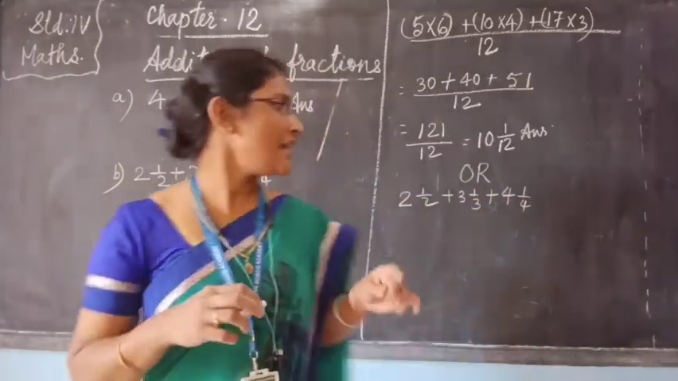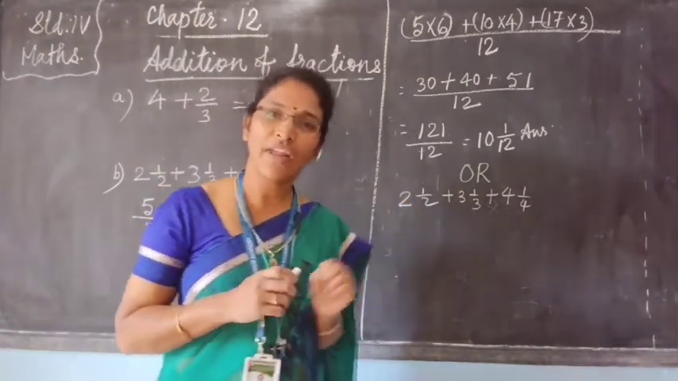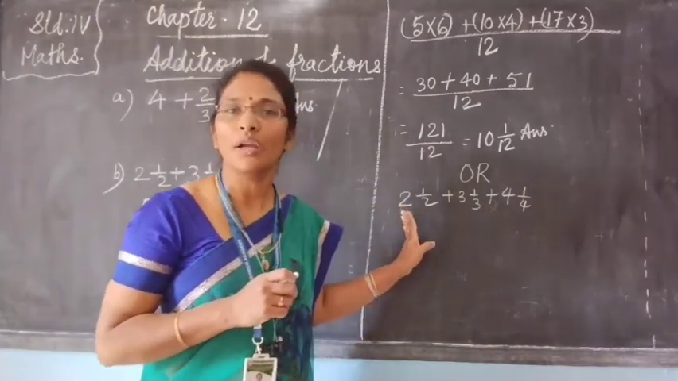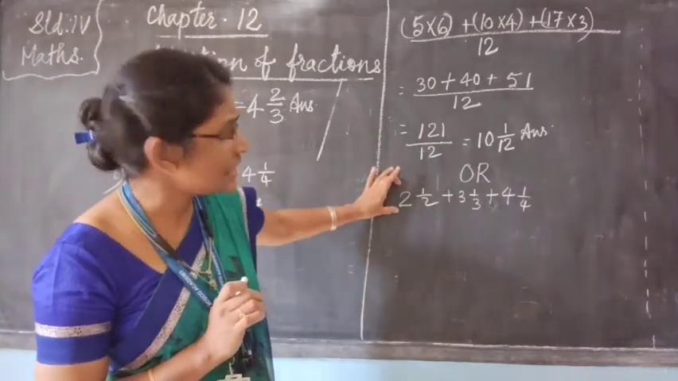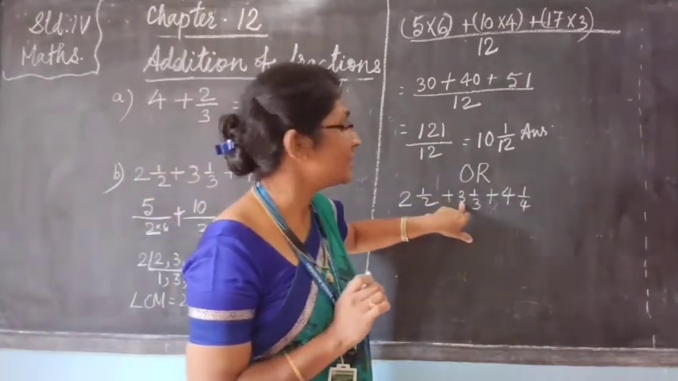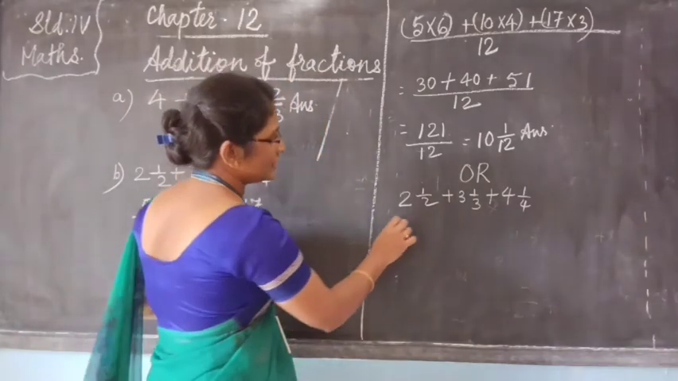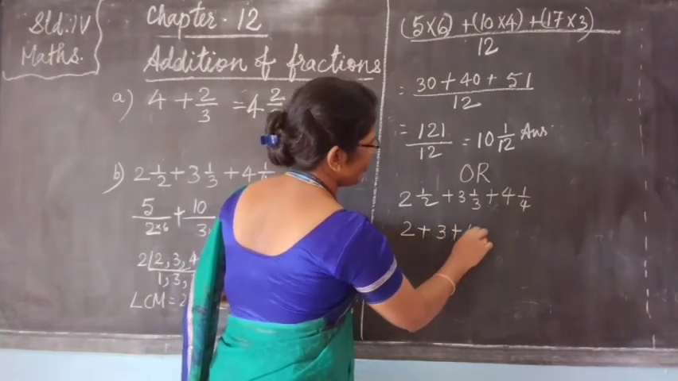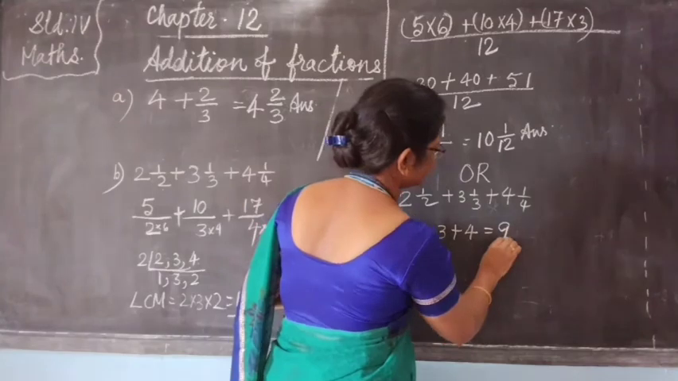Okay. Here you can see all are having whole numbers and proper fractions. Here what we can do, we can add all the whole numbers first. Which is the whole number here? 2. Here? 3. And here 4. First we will add the whole numbers. 2 plus 3 plus 4 is equal to 9.